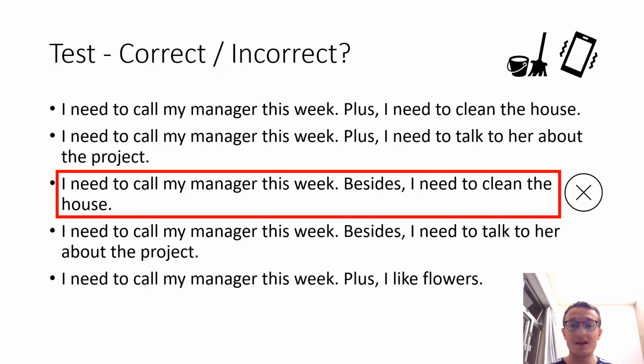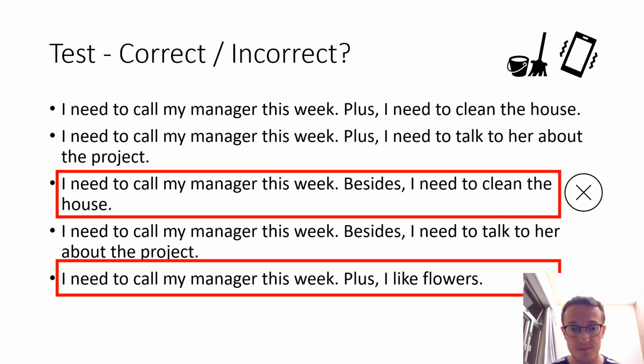Now the other incorrect sentence is this one. I need to call my manager this week, plus I like flowers. This is incorrect because the two topics are completely unrelated, as well as the points. So everything here is completely unrelated. Therefore, we cannot use plus because we can only use plus when the topic is related. Okay, so there are your answers.